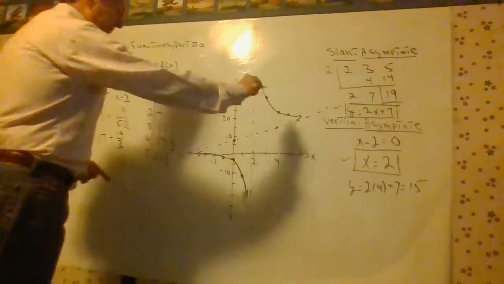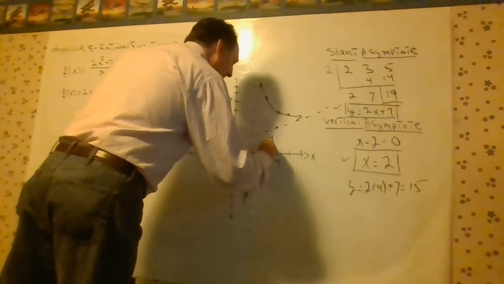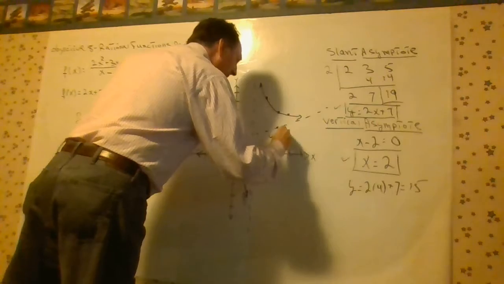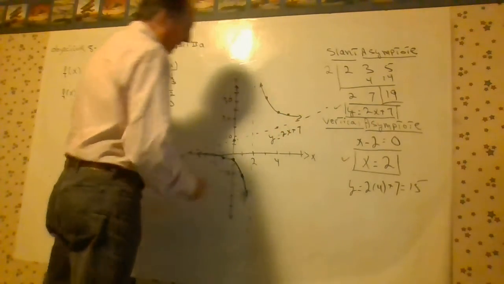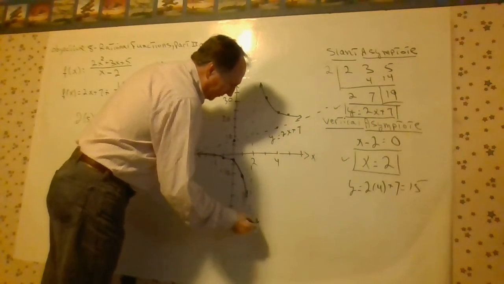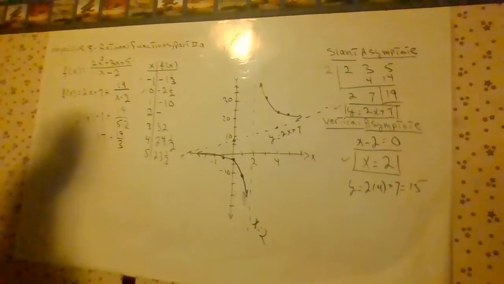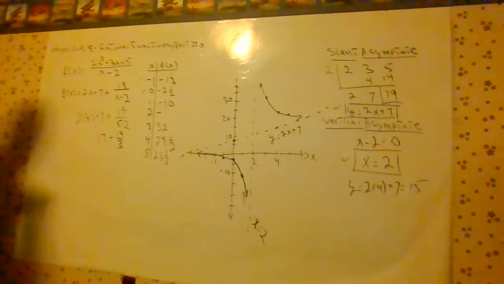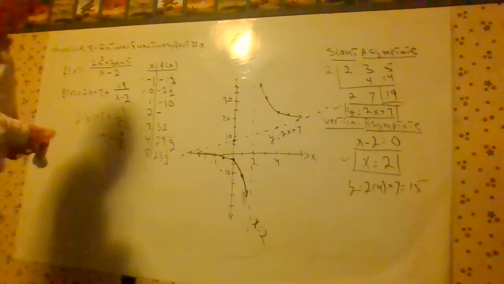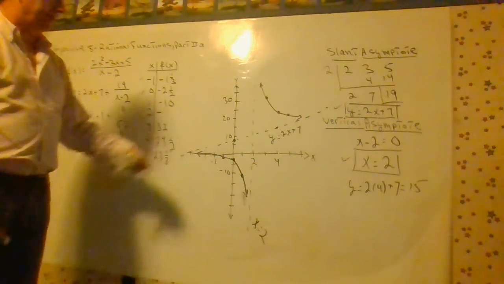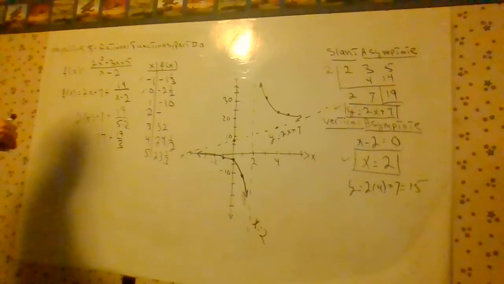We can label these graphs. This asymptote, y equals 2x plus 7. And this asymptote is x equals 2. And that's how we draw the graph. There's really not much more to it than that. The tricky part is getting the scale right on here. We'll be back with part B. We'll talk about limits.